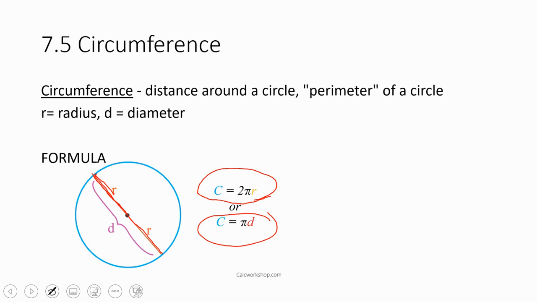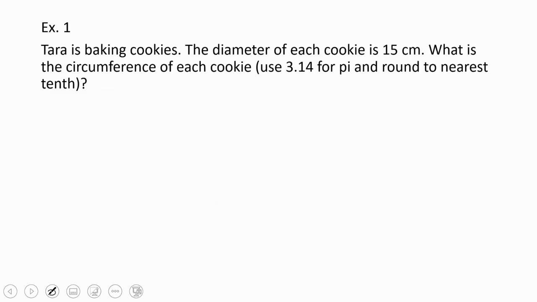Now, the reason these work is because if I just took my radius and multiplied it by 2, that would give me my entire diameter. So you can either do 2 times r, or you can just take the diameter and multiply that by pi.